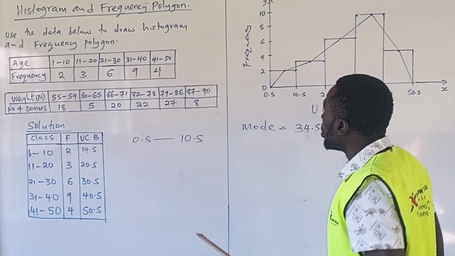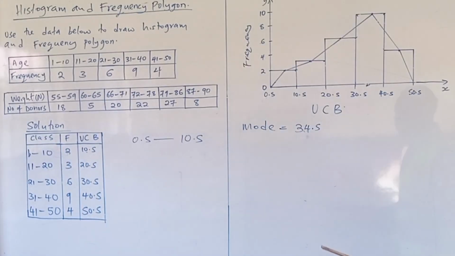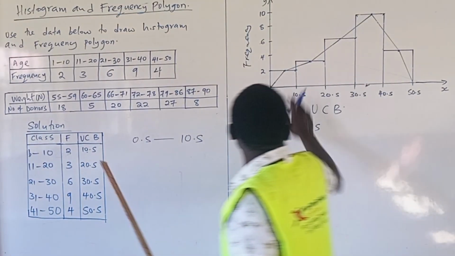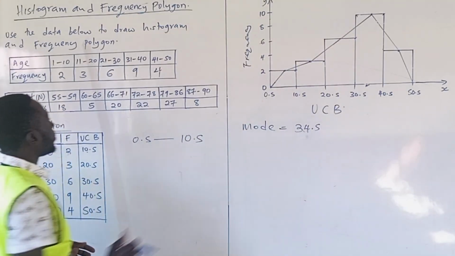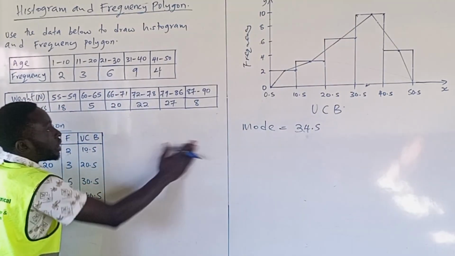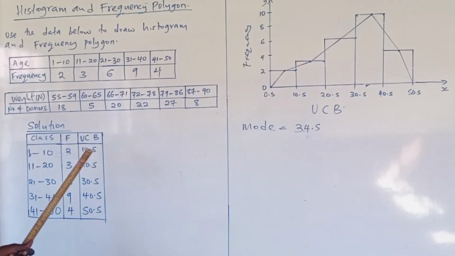We go to question 2. So that is the frequency polygon. Suppose you are not asked for a histogram, they only need a frequency polygon.